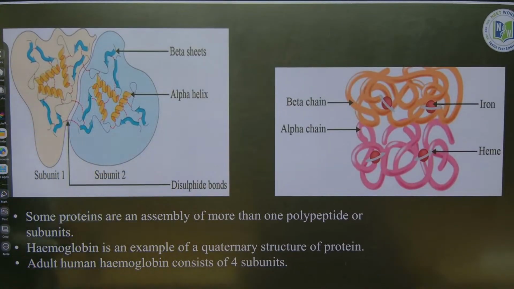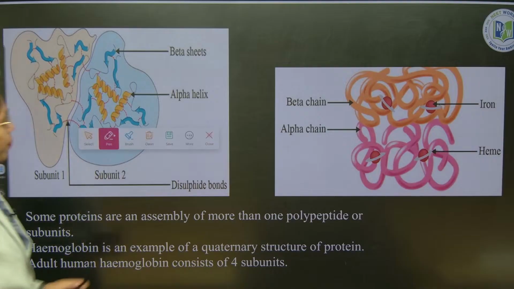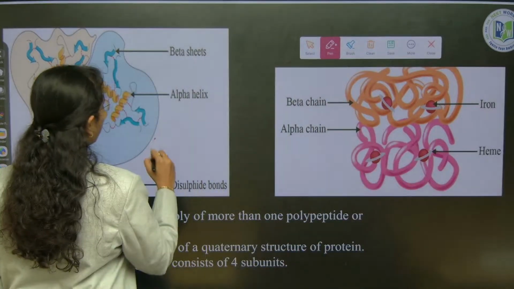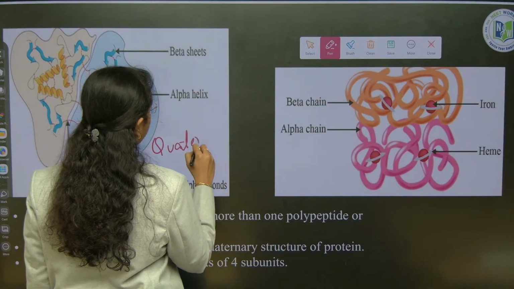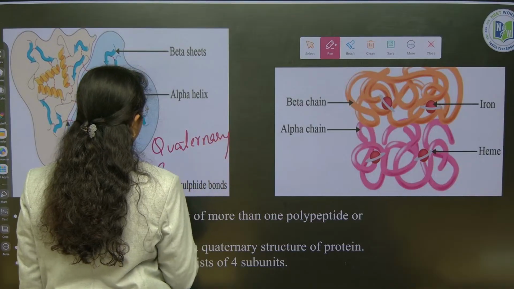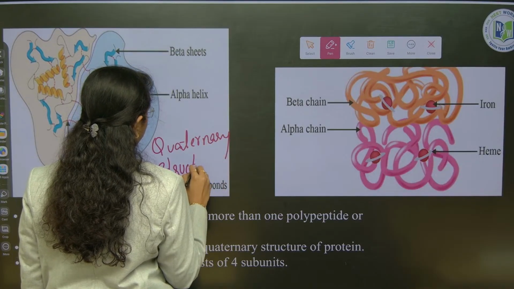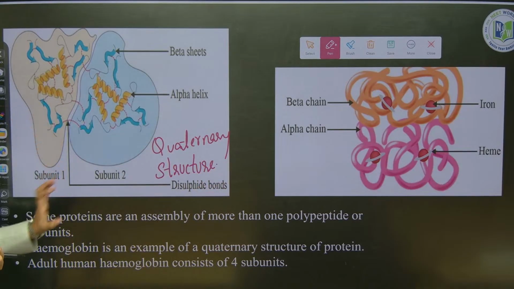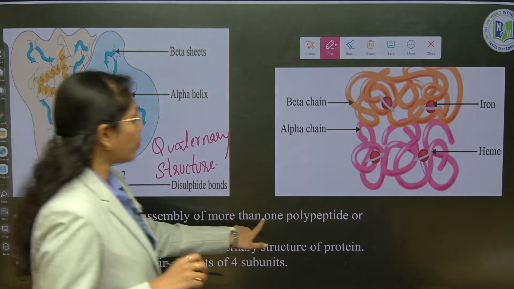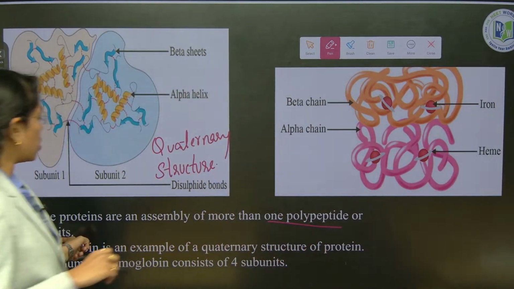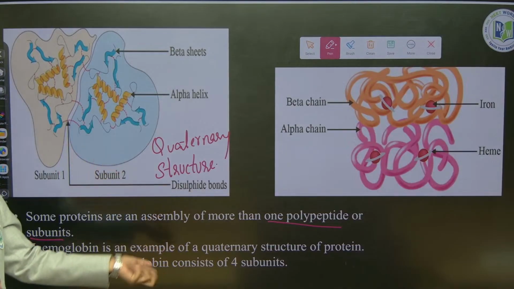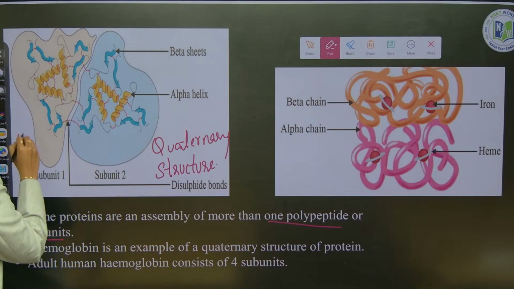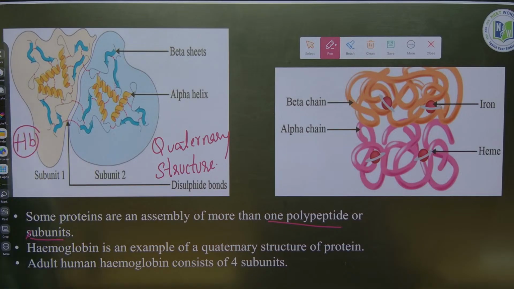Now, quaternary structure. The best example I can give you is hemoglobin. Here, some proteins assemble from more than one polypeptide or subunit. Proteins assemble such that they have more than one polypeptide or subunits. Hemoglobin is one example of this quaternary structure.